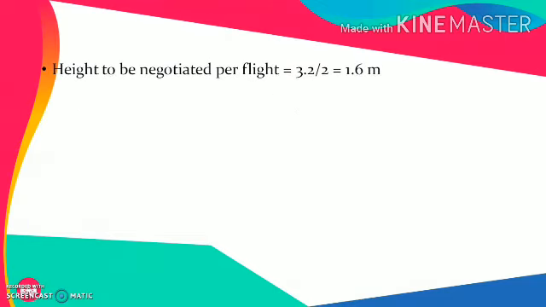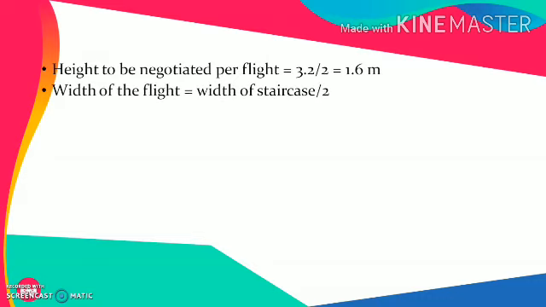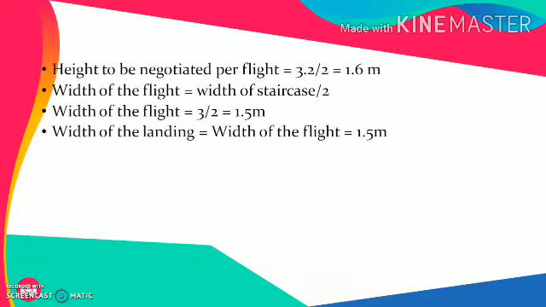So height to be negotiated per flight will be half of the total floor to floor height. So it will be 3.2 upon 2, which equals 1.6 meter. We'll assume the width of flight equals width of staircase upon 2, so it will be 3 by 2, which equals 1.5 meter.